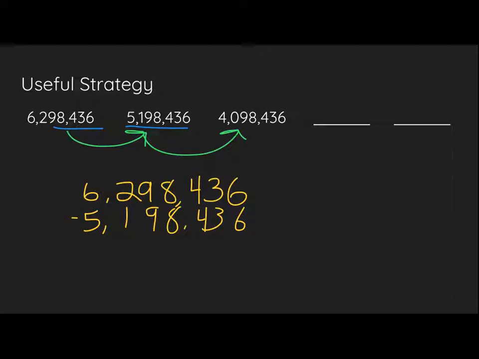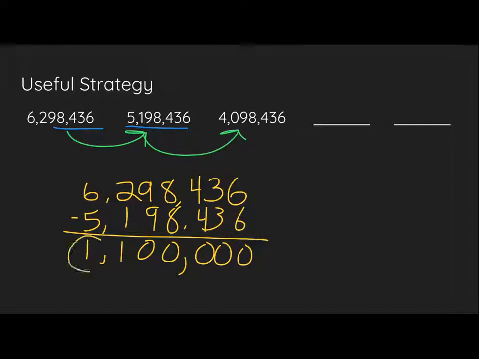Okay, I've got to make sure I copy them correctly. Well, 6 minus 6 is 0, 3 minus 3 is 0, 4 minus 4 is 0, comma, 8 minus 8 is 0, 2 minus 1, that's 1. 6 minus 5 is 1. It looks like our numbers are going down by 1,100,000. I should double check this to make sure it's true for the next one.